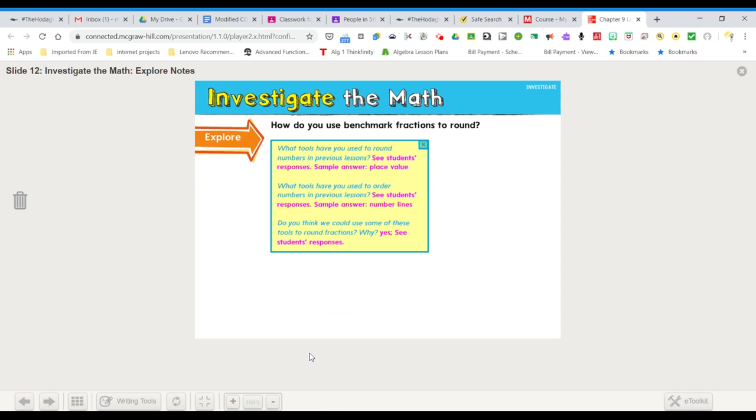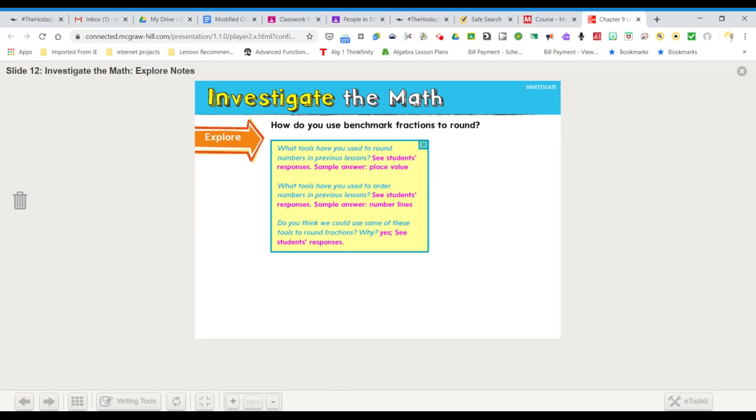I'm going to back up here just a minute. Just so you know, how do you use benchmark fractions to round? What tools have you used to round numbers in previous lessons? Well, let's think about that. We have done rounding with decimals, and we have to use some place values in order to do some rounding.